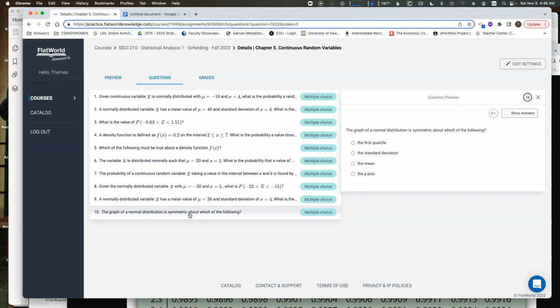And then we've got this very easy one here. It should be symmetric across the mean for normal distribution. And there we go. Okay, that ends chapter 5.